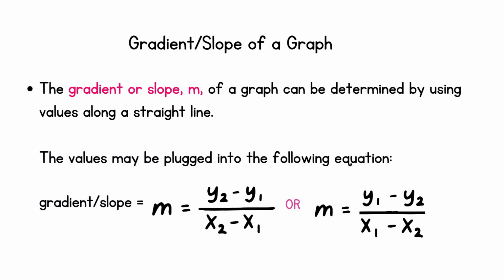Gradient or slope of a graph. The gradient or slope m of a graph can be determined by using values along a straight line. The values may be plugged into the following equation, where the gradient or slope, which is m, is equal to the difference in y2 and y1 divided by the difference of x2 and x1, or m is equal to the difference of y1 and y2 divided by the difference of x1 and x2.